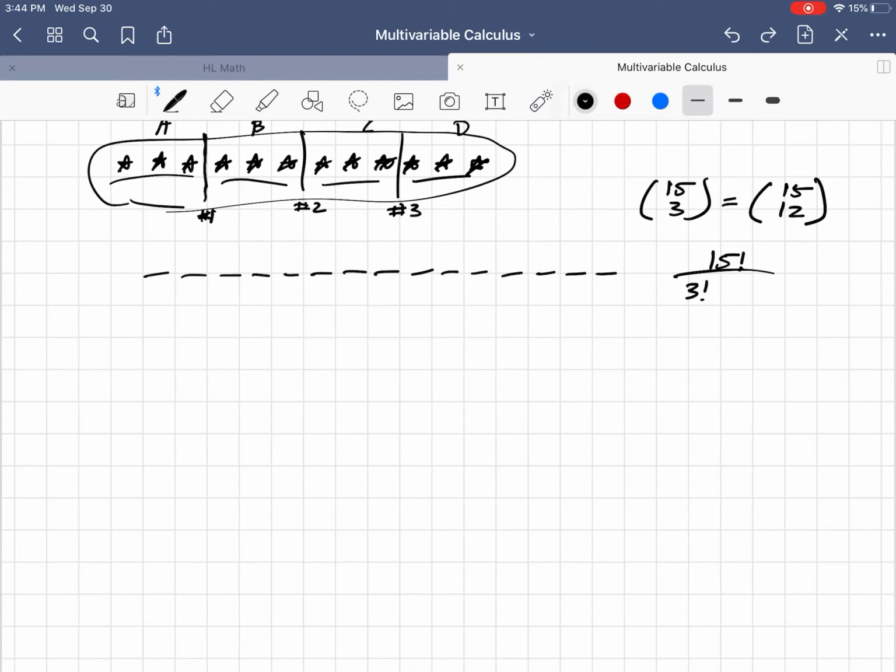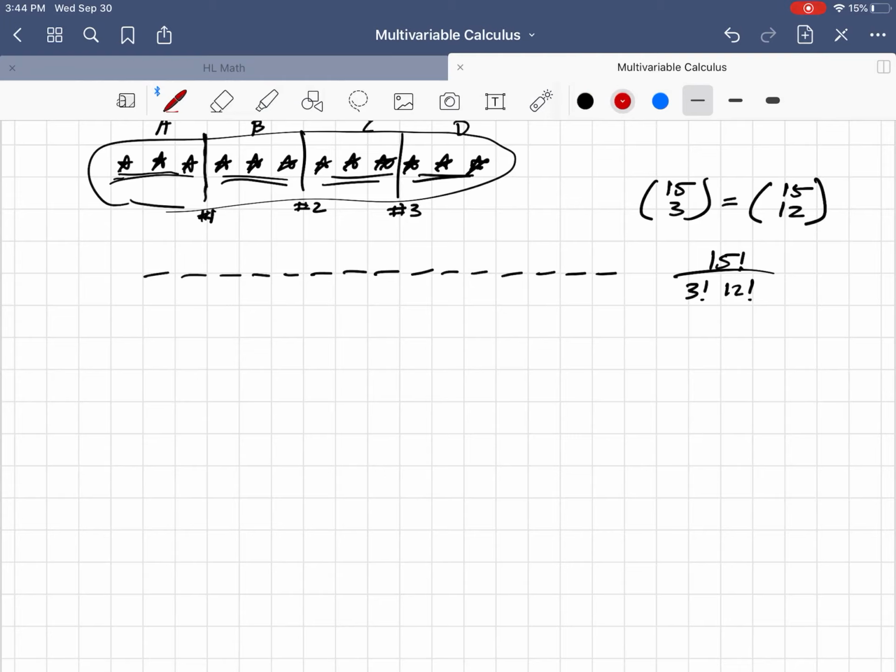Likewise, we can't tell the difference between these 12 stars, and so we would need to divide by a 12 factorial, which in essence is just like how the 3 factorial was the number of ways that the bars could be permuted amongst themselves in the 15 slots. The 12 factorial represents the number of ways the stars could be permuted amongst themselves in the 15 slots, right?